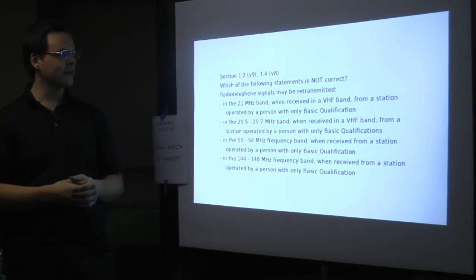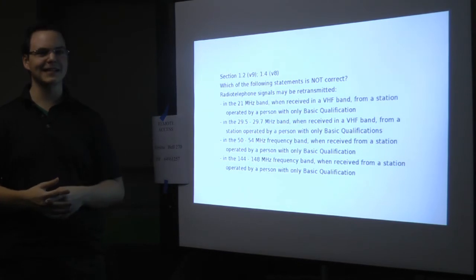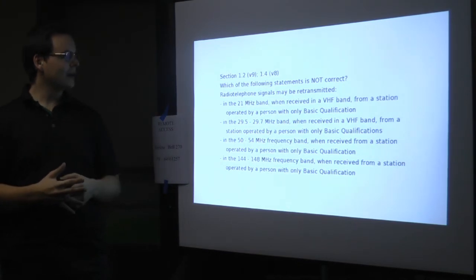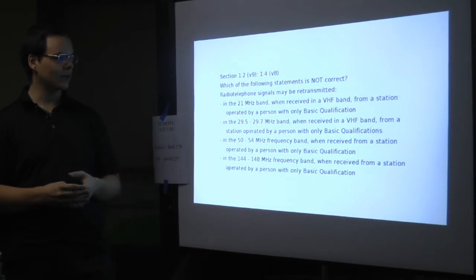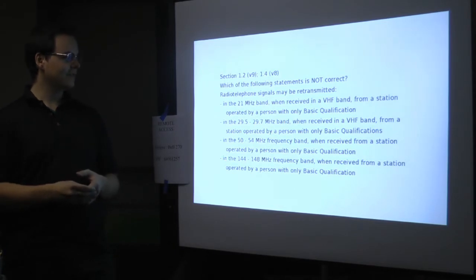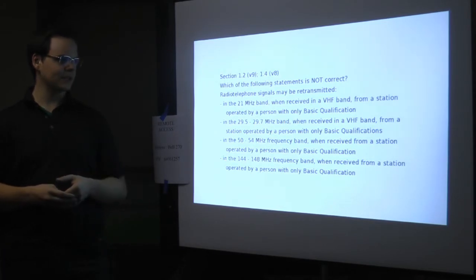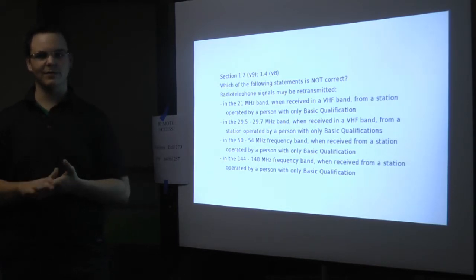So, which of the following statements is not correct? For anybody familiar, this means that you're going to immediately assume one of them is. Radio telephone signals may be retransmitted in the 21 megahertz band when receiving in VHF band from a station operated by a person with only a basic qualification. In the 29.5 to 29.7 megahertz band when receiving a VHF band from a station operated by a person with only basic qualification. In the 50 to 54 megahertz frequency band when received from a station operated by a person with only basic qualification. In the 144 to 148 megahertz frequency band when received from a station operated by a person with basic qualification.